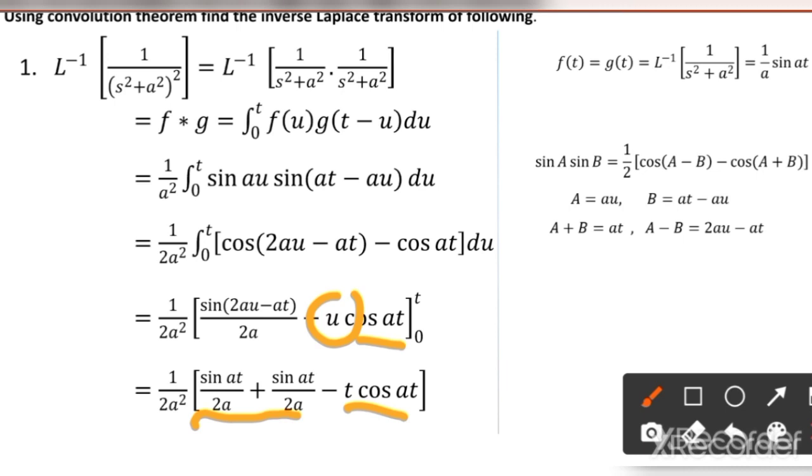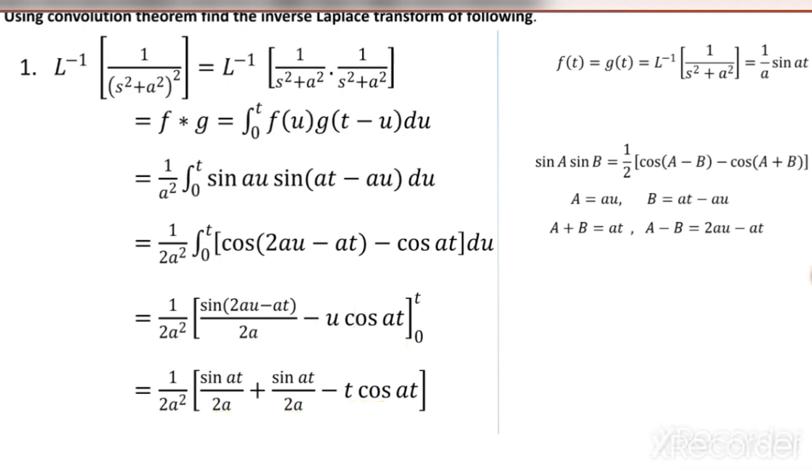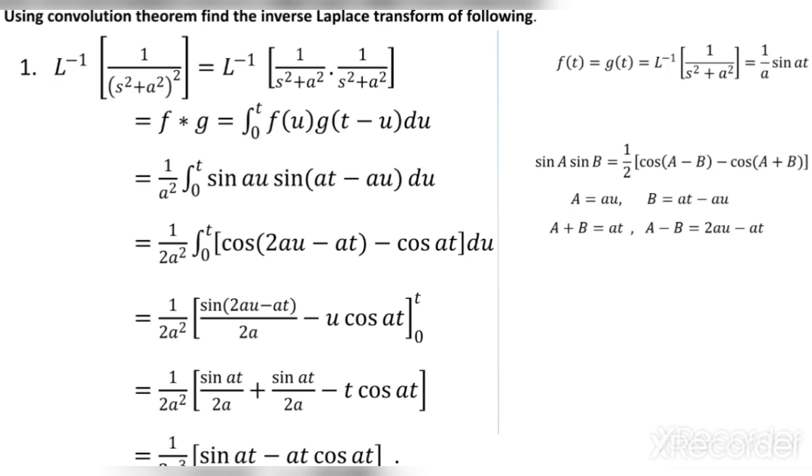If you want, you can take a common outside by taking LCM as a. So that means you will get sin at by a minus t cos at becomes sin at minus at cos at with the 2a cube outside. If you want, you can do that simplification. So I got the answer is (sin at minus at cos at) by 2a cube. Correct? I hope you understood this. So only the thing is you have to integrate carefully by using relevant formulas. So let us move on to the next problem.